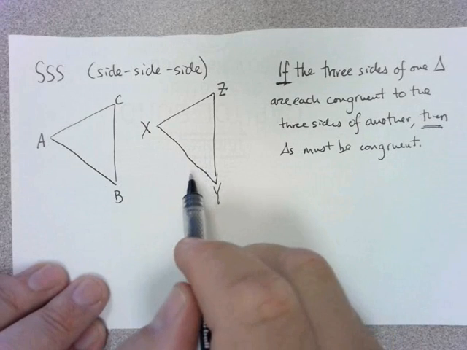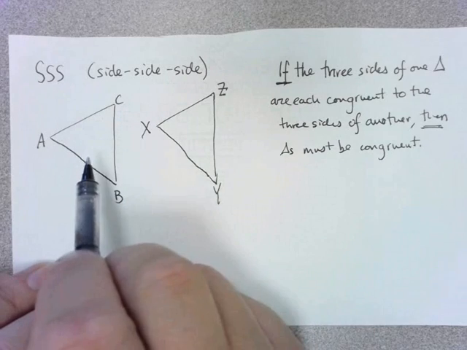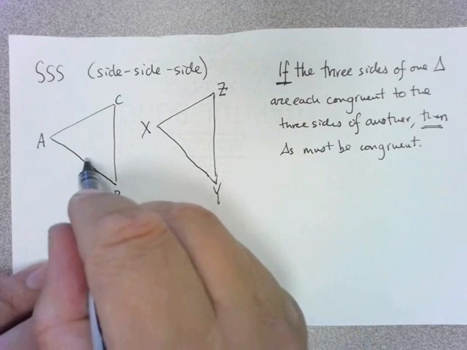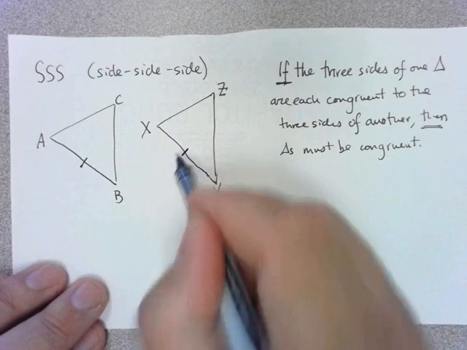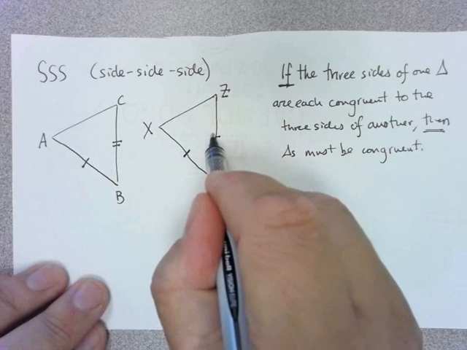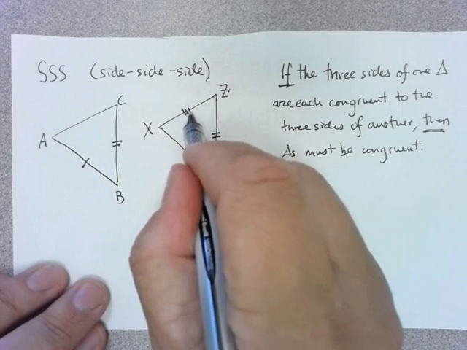So what that looks like in the picture is very straightforward. Side, side, side is the easiest congruence condition to identify in the diagram. Side, side, side means we have a pair of sides marked, and we have another pair of sides marked, and we have a third pair of sides marked.